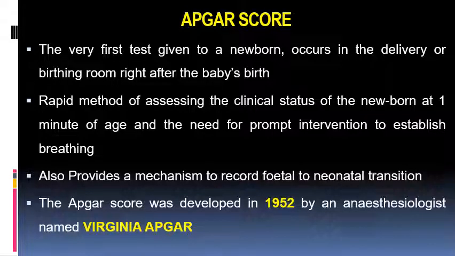And also it provides a mechanism to record fetal to neonatal transition. So this is to assess the ability of the newborn baby to adapt to the atmosphere or the environment which the baby is going to face, from intrauterine to extrauterine. So we can understand these changes by assessing this Apgar score. And this test or this score was developed in 1952 by an anesthesiologist named Dr. Virginia Apgar.